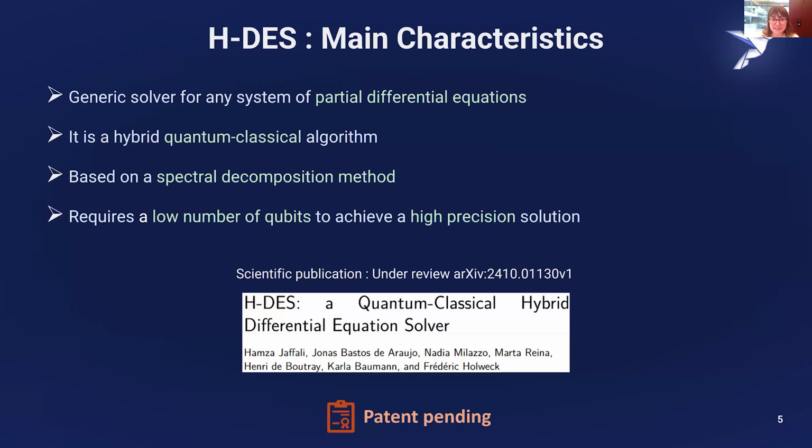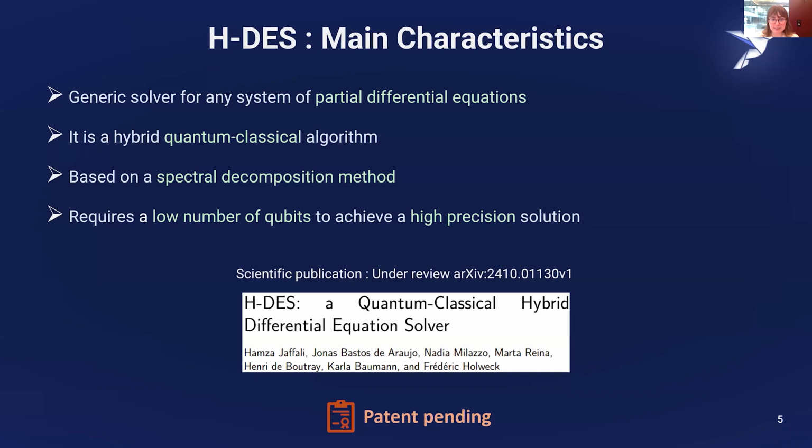So HDES, as I said, is the name of our algorithm, the hybrid differential equation solver. And these are just its main characteristics. I'll go into these in more detail on the coming slides. But essentially, HDES is a generic solver for any system of partial differential equations. So this means, in theory, it's one algorithm that can be applied to do any kind of multiphysics simulation.